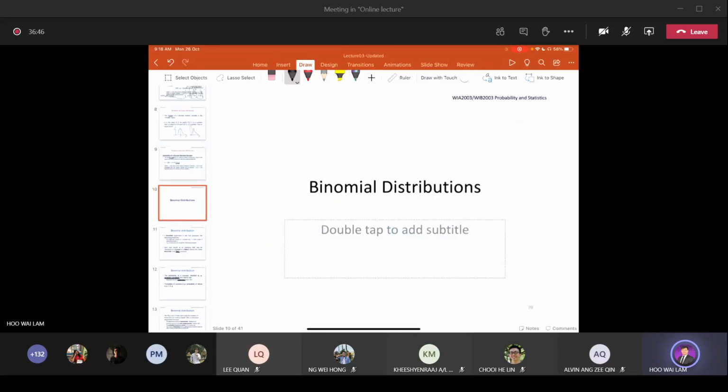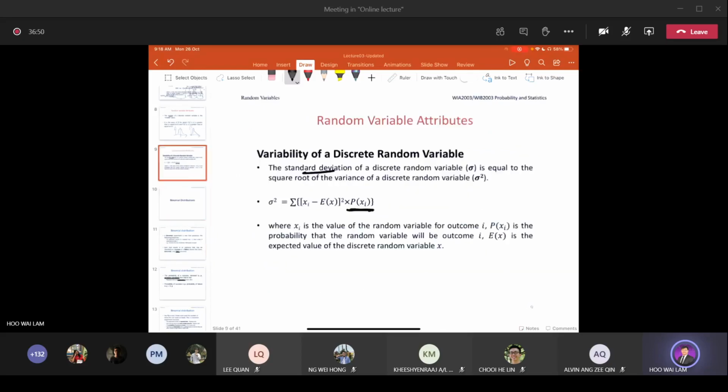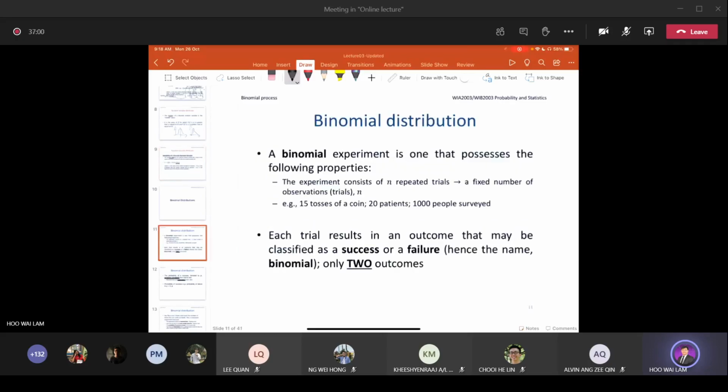So we move on to binomial distributions. Previously, what we actually discussed is in general how a probability distribution should look like. And right now we are talking about a very specific situation of binomial distributions, and how binomial distributions can actually help you in certain kinds of scenarios.